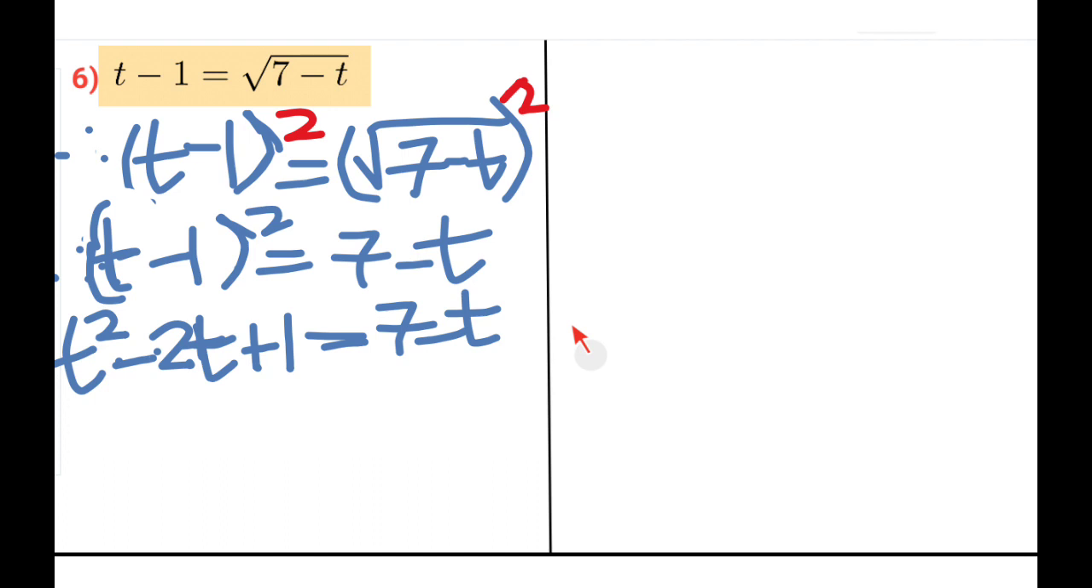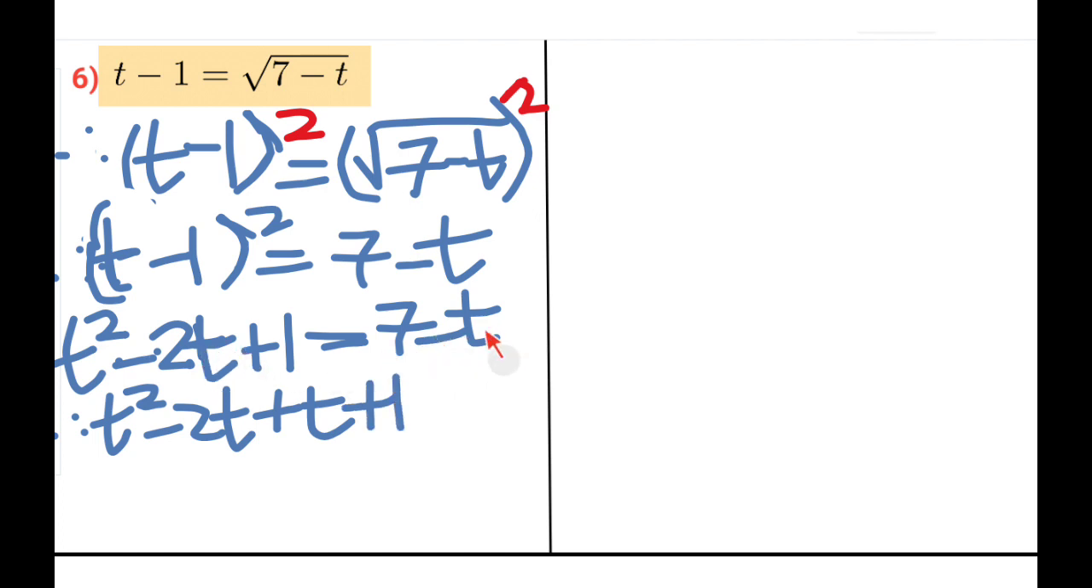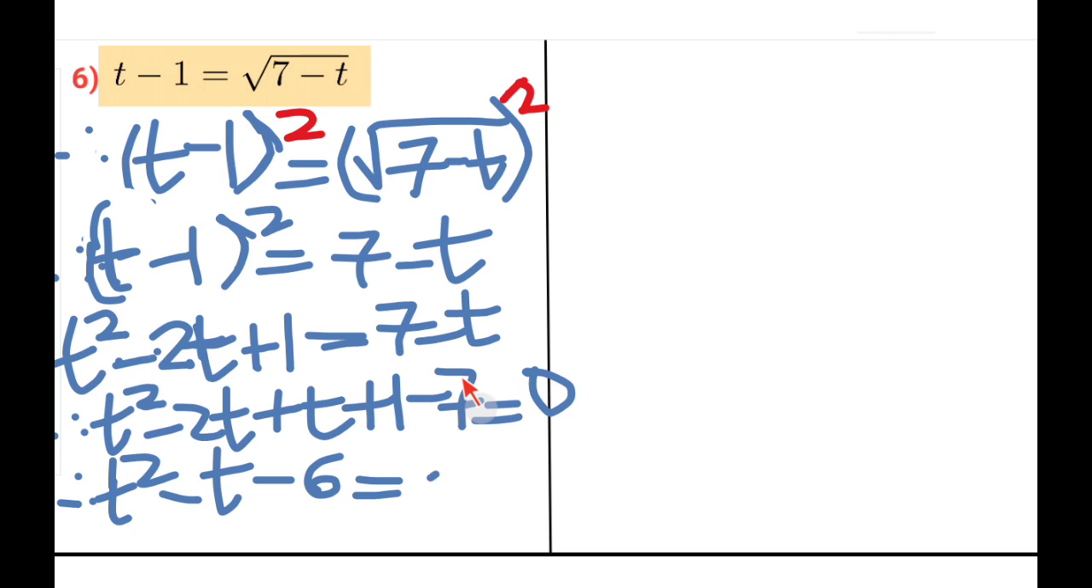Take everything to the left hand side, and you're left with t squared minus 2t plus t, if you take this to the left hand side, plus 1 minus 7, if you take the 7 to the left hand side, equals 0. Therefore, add like terms: t squared minus 2t plus t, that's negative t. 1 minus 7, that's negative 6, equals 0.